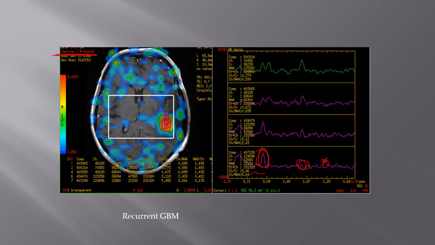If it was all necrosis, we should have just a flat, jaggedy line looking like a necrosis. Maybe a bigger peak where there's a lipid lactate peak, could have a little bigger peak down in that area. But this raises concern quite strongly for representing recurrent GBM, and that was proven at surgery.